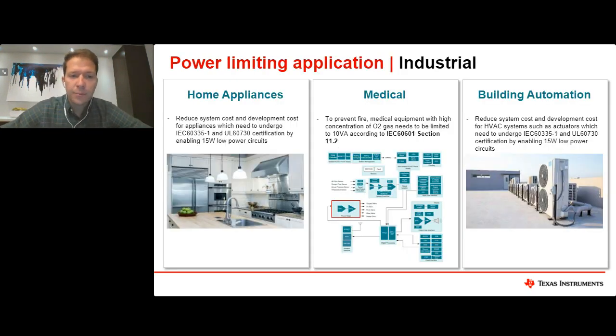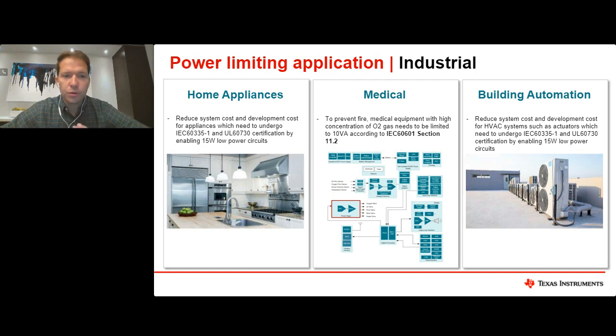Now to go over to power limiting applications in industrial. The three main applications we'll focus on today are home appliances, medical, and building automation. There could be other applications for power limiting in industrial.